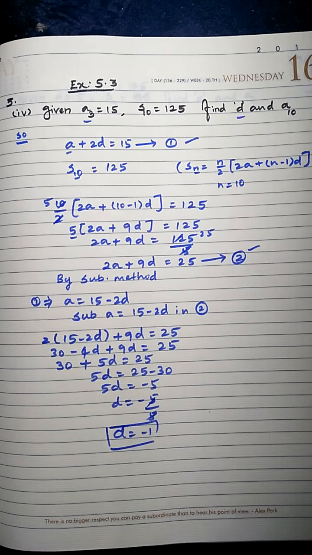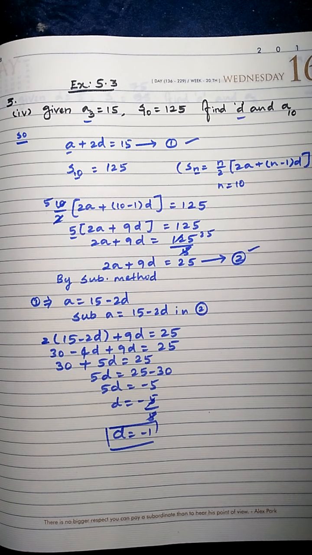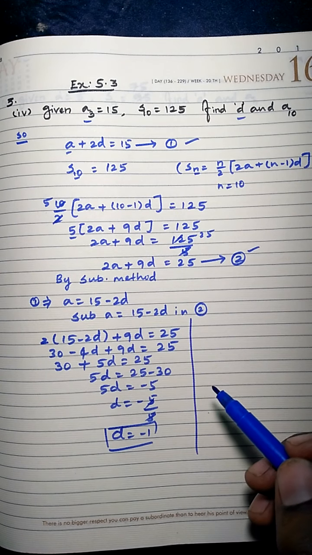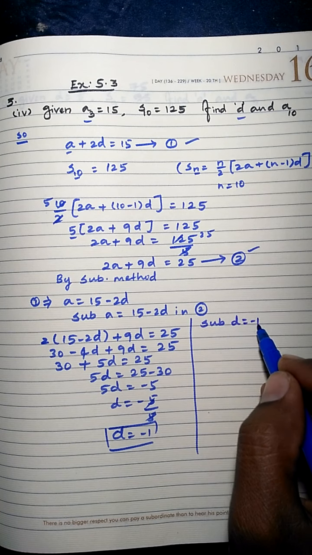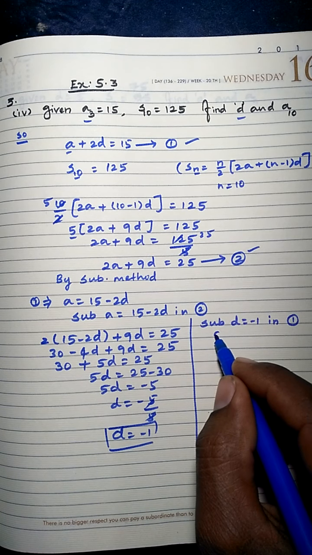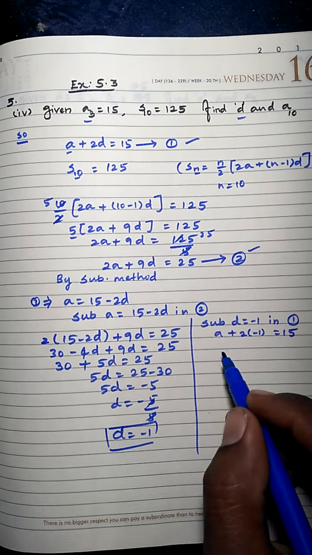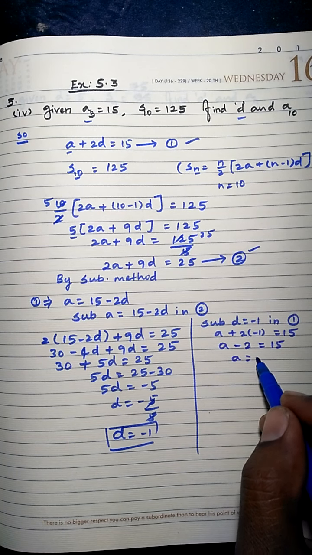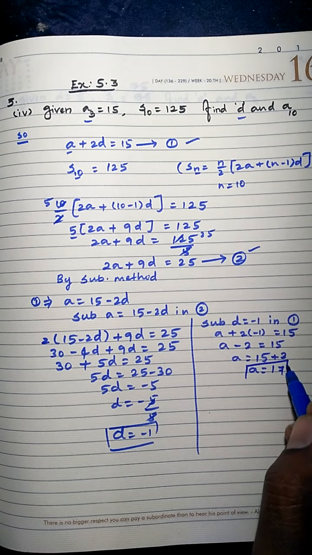Now what we have to find out? A10. A10 general formula we know is a plus 9d. So we have to find out the a value also. So substitute this d value in any one equation and find out the value of a. So substitute d equal to minus 1 in equation 1. Equation 1 we have here a plus 2 into d equal to 15. So a equal to 15 minus 2 when you take opposite, plus 2. So a equal to, you got 17.